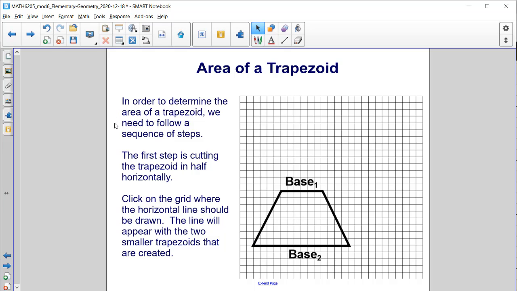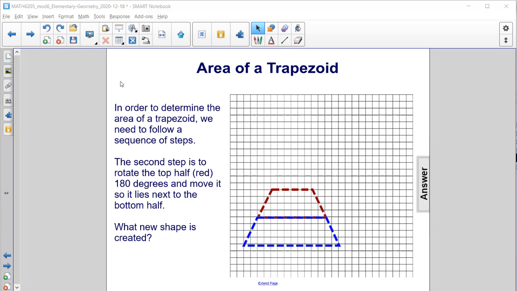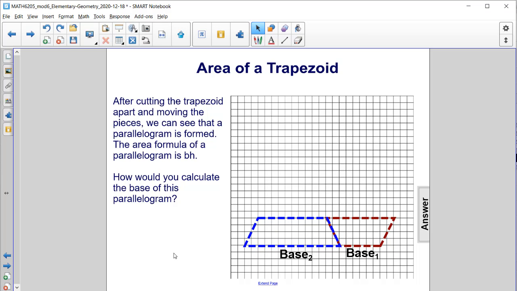The first step is cutting the trapezoid in half horizontally. The second step is to rotate the top half 180 degrees and move it so that it lies next to the bottom half. What new shape is created? After cutting the trapezoid apart and moving the pieces, we can see that a parallelogram is formed.